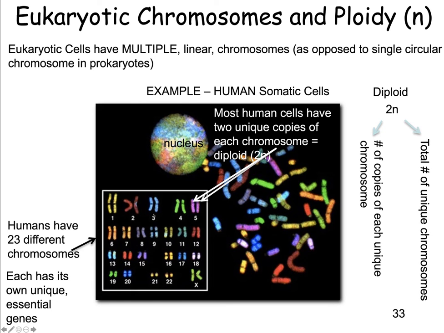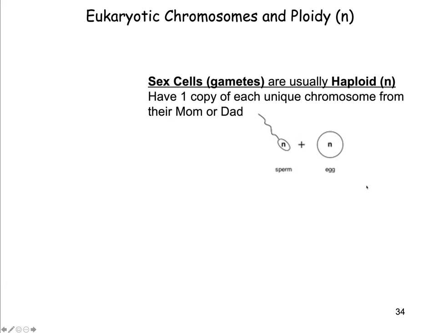In this case, there are 23 unique chromosomes. And this number here represents the number of copies of each unique chromosome. So there's 2 copies of each unique chromosome for 46 total chromosomes, okay? Where n is the total number of unique chromosomes and 2 is the number of copies of each chromosome, okay? And it's diploid because it is 2. There are 2 copies of each unique chromosome, okay?